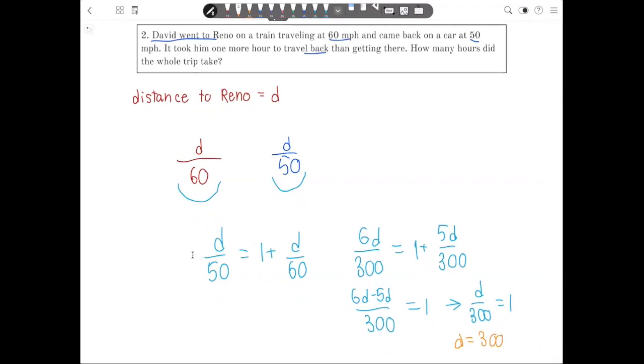And we're not done yet. Now we just have to find the total time. That shouldn't be that hard, because we know the total distance is 300. The time for the first part is 300 divided by 60. And the time for the second part is 300 divided by 50, which gives us an answer of 5 plus 6, which is 11. Any questions? 11 hours.